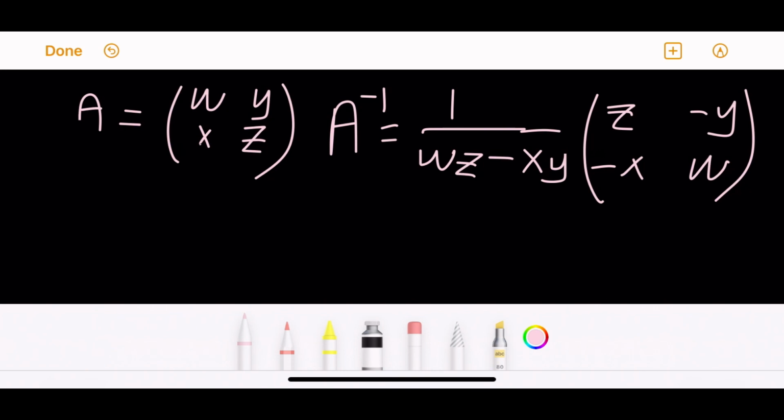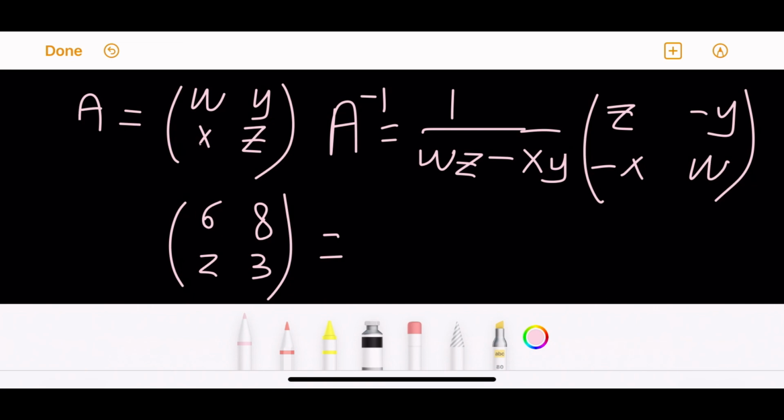So if it's given, let's use the same example as the one above, 6, 8, 2, 3. Let's check if we get the same answer. All you do here is substitute in W for 6, Y for 8, X for 2, and Z for 3 into this whole bunch of things, and then multiply this matrix by the scalar, and then you will end up with a final matrix.